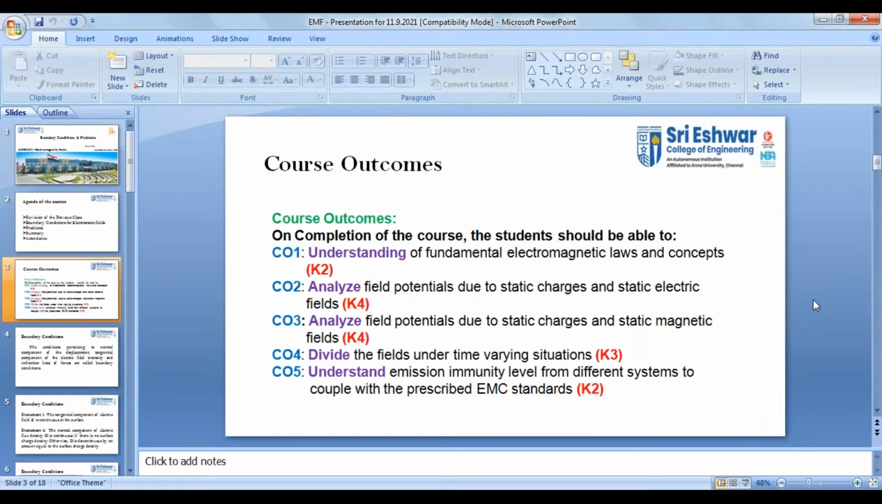As far as the course outcomes are concerned, we are in the second module, last class. So today is the last day in which we are going to define the course outcome for the second module, CO2. It is to analyze field potentials due to static charges and static electric fields. It comes under the K4 level, analyze level, of revised Bloom's taxonomy. That is the CO for today.